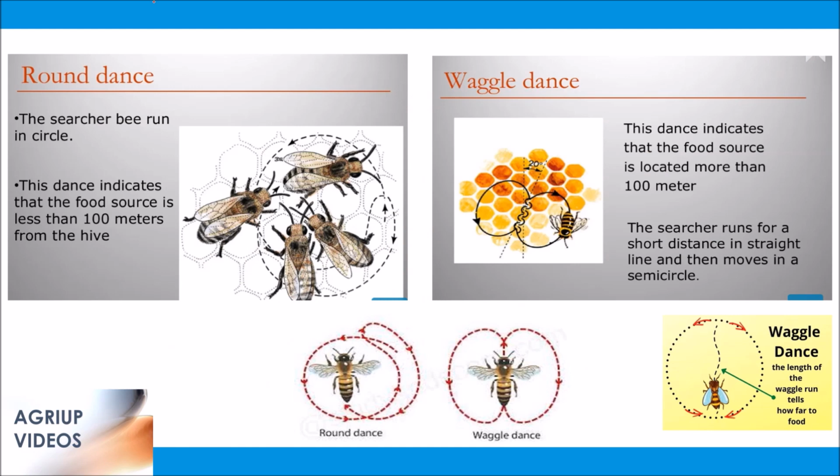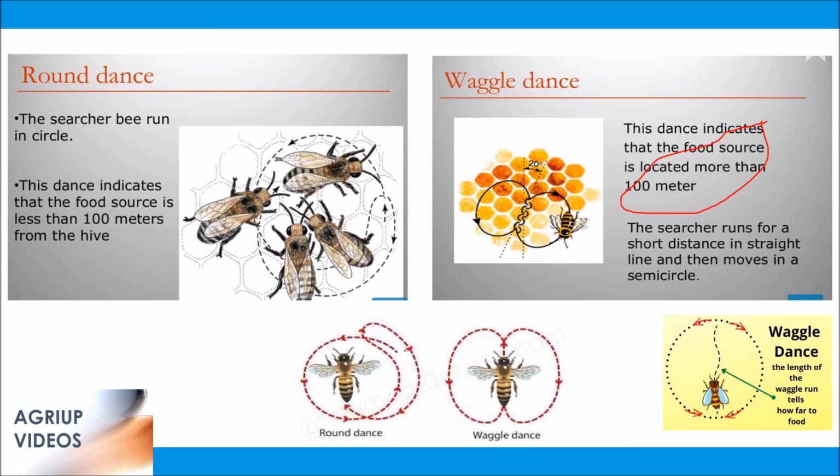Now, talking about the different types of dances which are performed. One is the round dance and one is the waggle dance. The searcher bee runs in a circle in the case of the round dance. In the waggle dance, the dance indicates that the food source is located more than 100 meters away. So this is a very differentiating factor. The round dance indicates that the food source is less than 100 meters away.